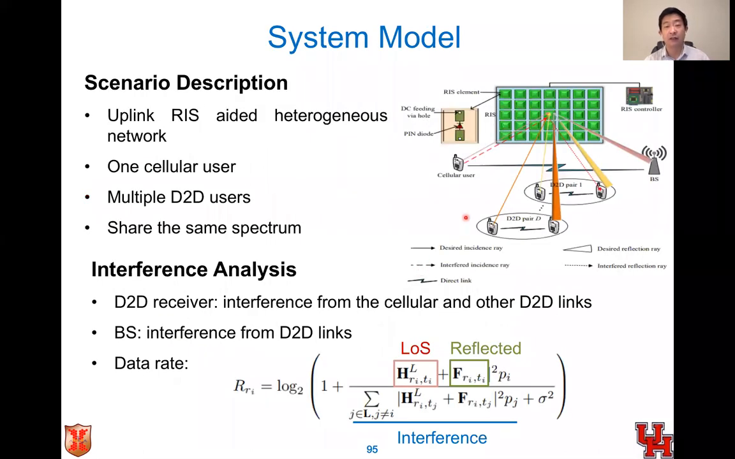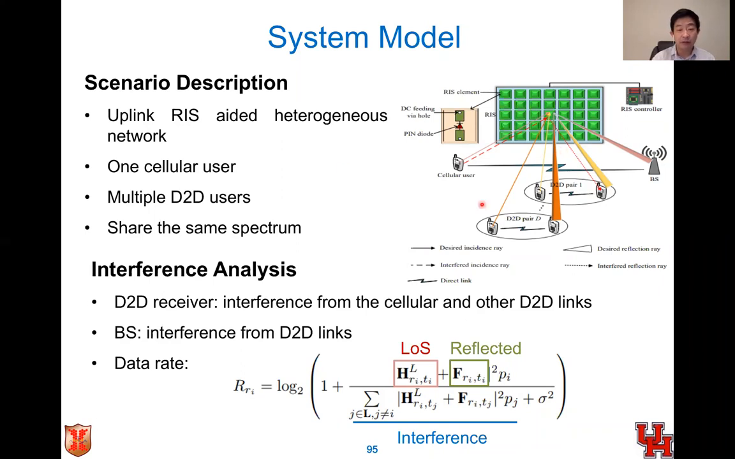So here is the problem formulation. We have an uplink RIS-aided heterogeneous network. We have one cell phone user which connects to the base station, and then we have multiple D2D users, and they share the same spectrum. So without RIS, this D2D communication, because they use the same frequency as the cell phone user, will interfere with it. So with the RIS, could we do something smart? We guide the cell phone user's signal towards the base station while limiting the interference of D2D, and vice versa. So this is the key question.